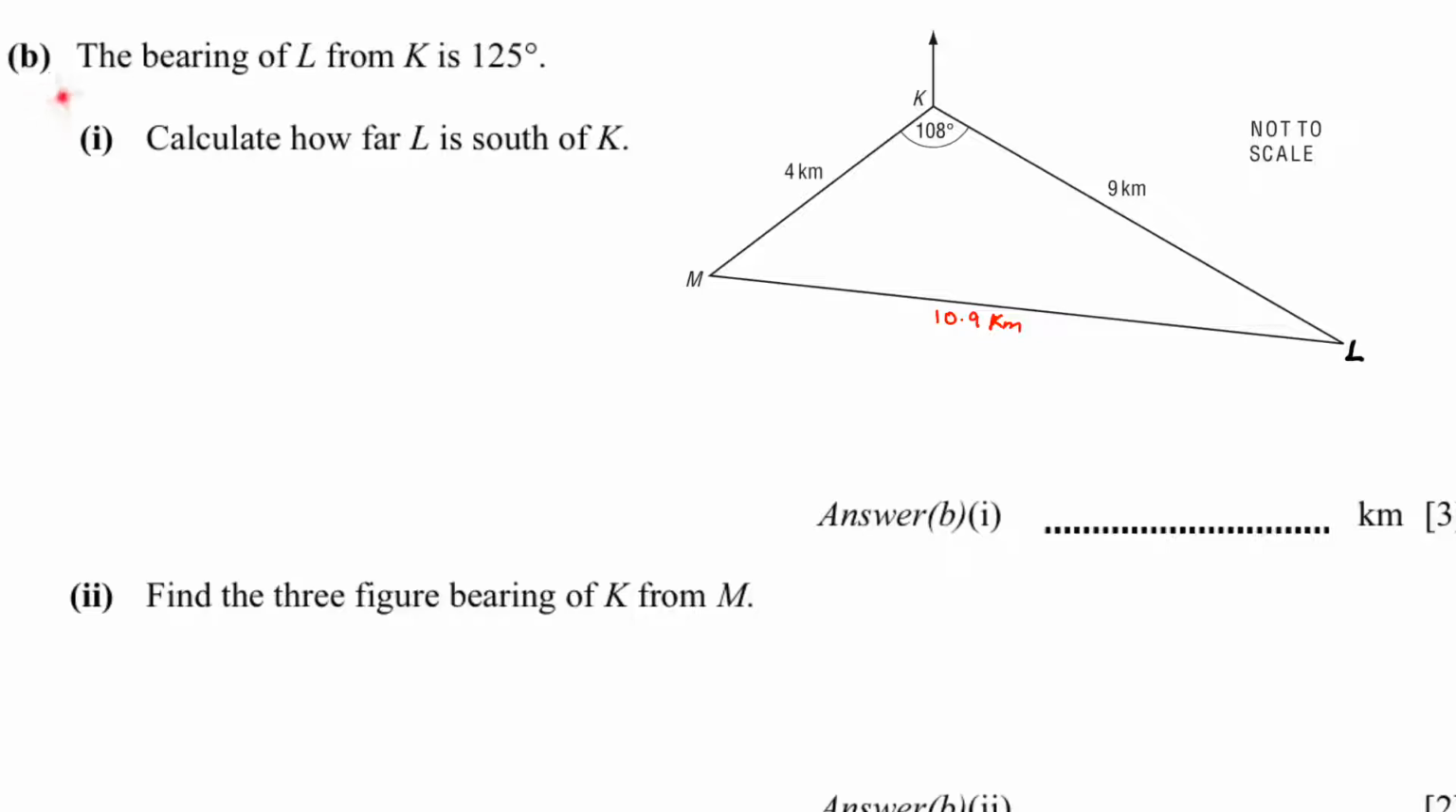In B, the bearing of L from K is 125. So L is here, K is here. So the bearing of L from K. From K means the 125 is here.